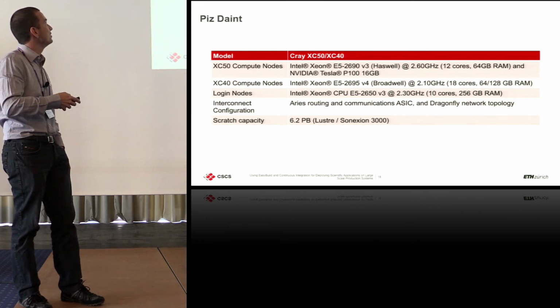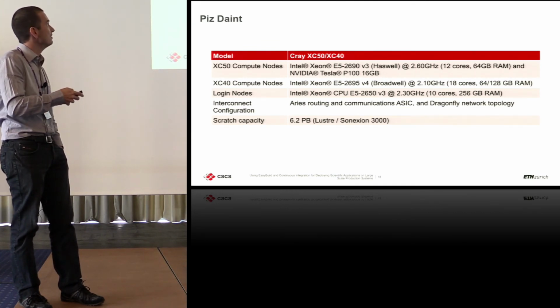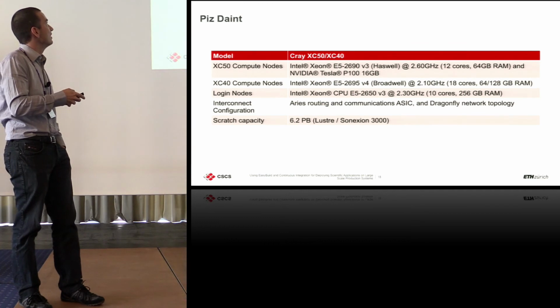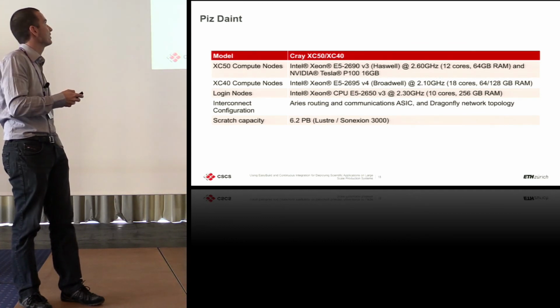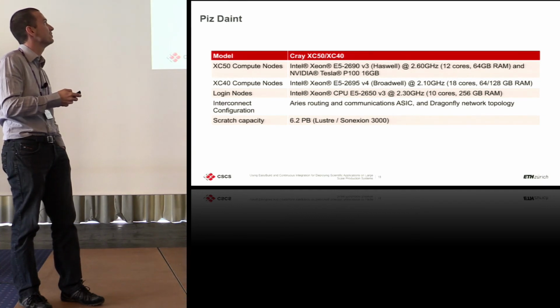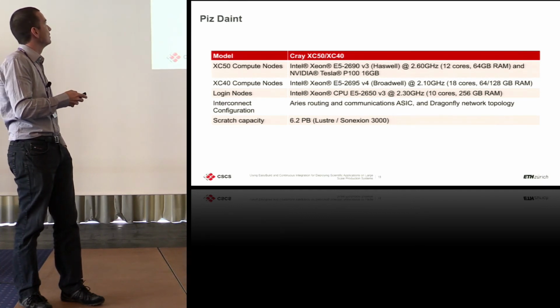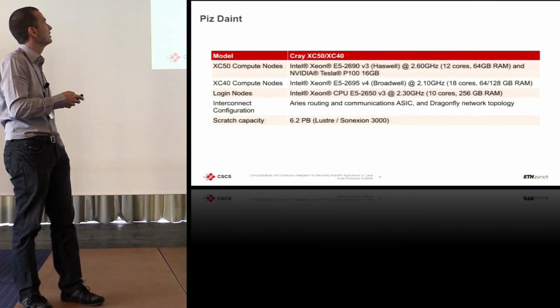The other main use case is Piz Daint, which is a heterogeneous system. We have one partition with hybrid nodes with GPUs and Haswell, so it's the Pascal GPUs and Haswell CPUs, and another partition with Broadwell only.